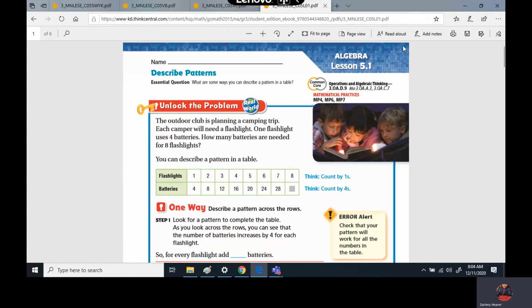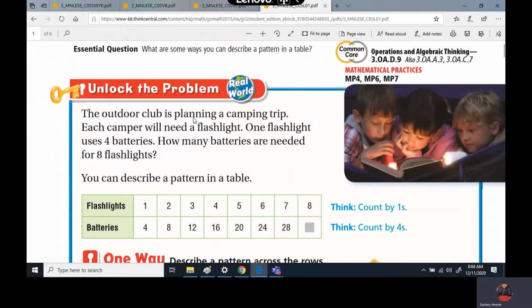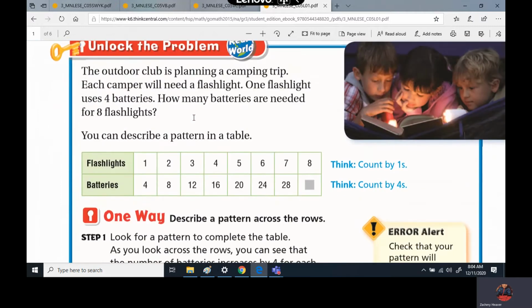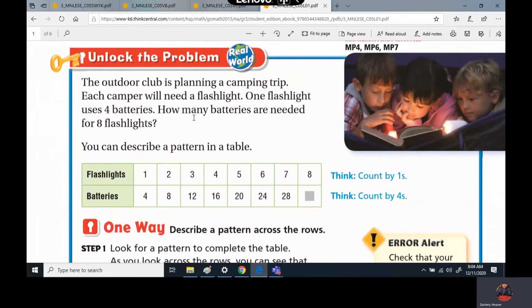All right, so we're going to dive into chapter 1, and it's just patterns. And this lesson is not too bad because we can pick out some patterns now that we know the multiplication table a little bit better. So the outdoor club is planning a camping trip. Each camper will need a flashlight. One flashlight uses 4 batteries. How many batteries are needed for 8 flashlights?